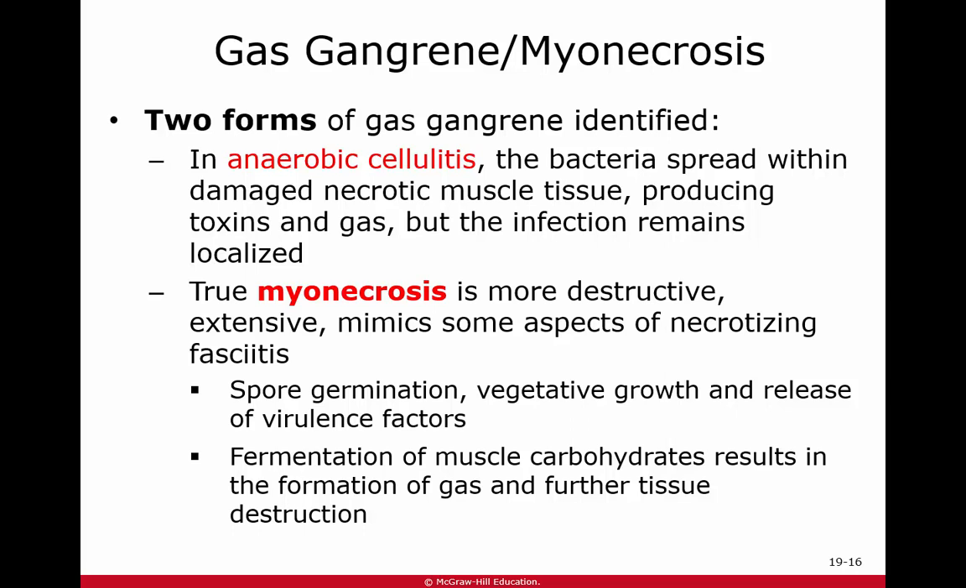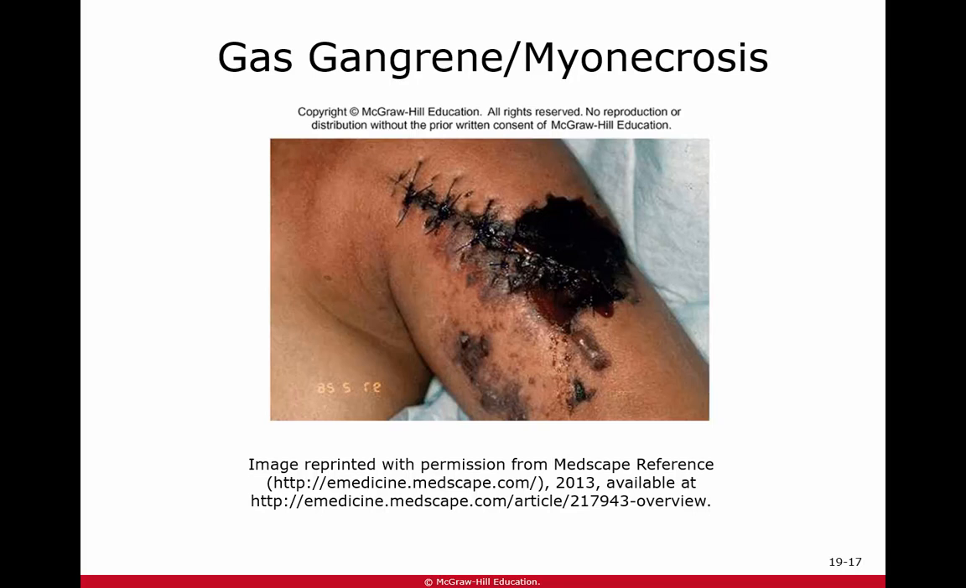Okay, so it's bad cellulitis, but it typically can be treated and it stays localized. I'm sorry. True myonecrosis is much more destructive. It's much more extensive. It actually mimics necrotizing fasciitis. And what happens here is that the formation of the gases causes a lot more tissue destruction than you would see just in normal anaerobic cellulitis. So here's an example of gas gangrene or myonecrosis.